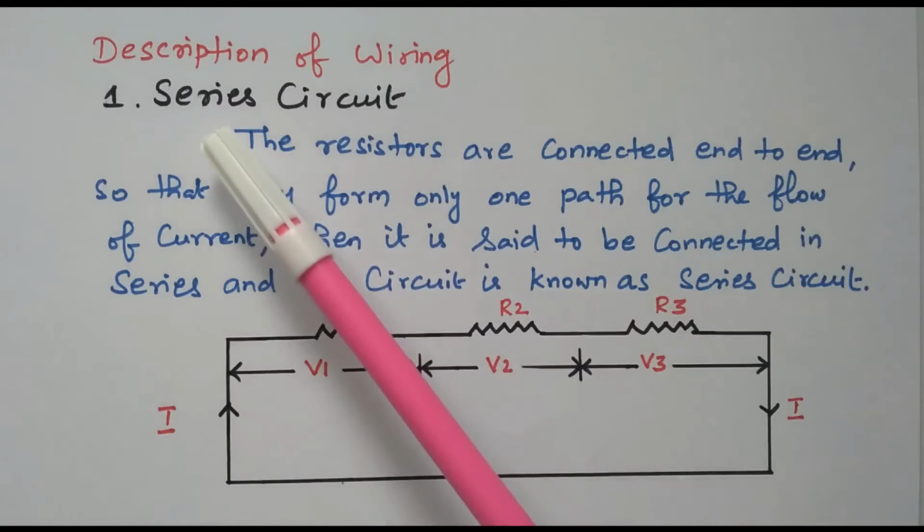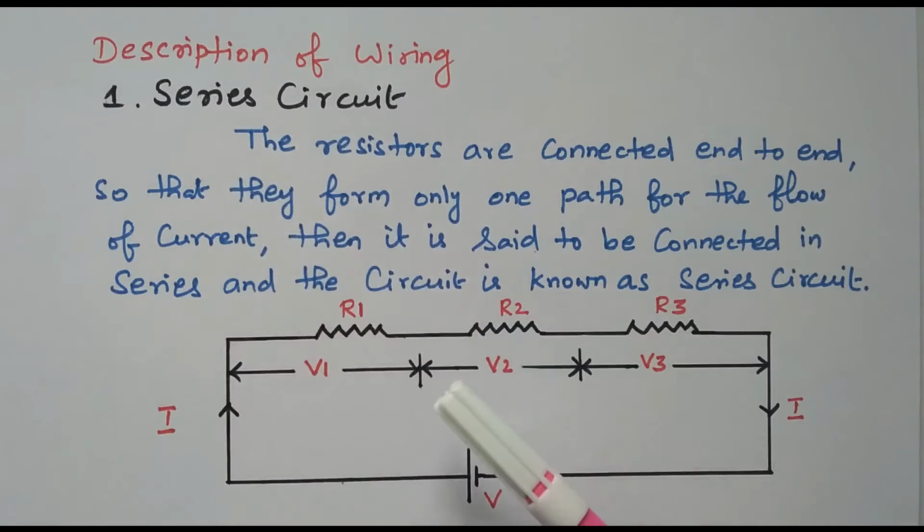Now we'll see the first type, series circuit. The series circuit means, consider the resistors. 3 resistors are connected end to end. One end of a resistor is connected to another resistor. So we have 3 resistors, R1, R2 and R3. The same current is flowing through all 3 resistors. The current will be the same. Only one current is flowing through the circuit. Then only it is termed a series circuit.